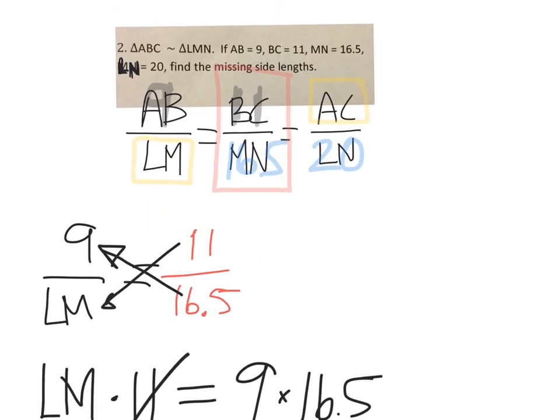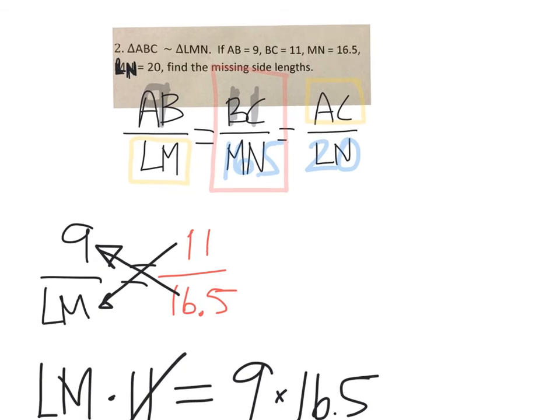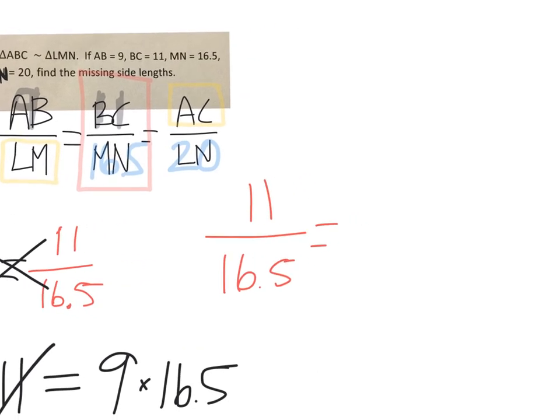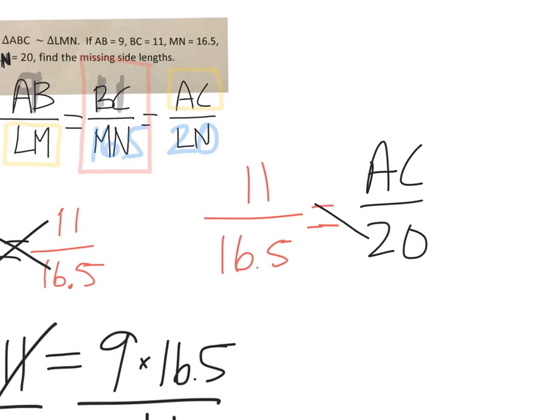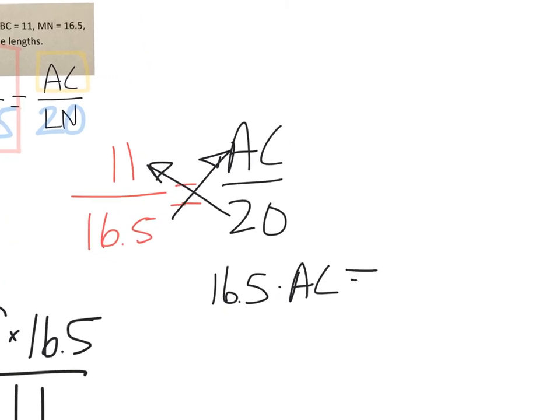So now I know what LM is, and I can now figure out my other ratio and figure out what AC is. So 11 over, once again, 16.5, using that same ratio, but this time I'm going to use this one over here, AC over 20. So the steps are the same as before. We need to cross multiply. So 16.5 times AC is equal to 11 times 20.